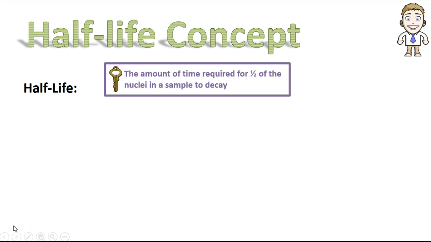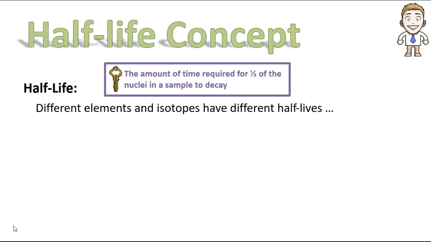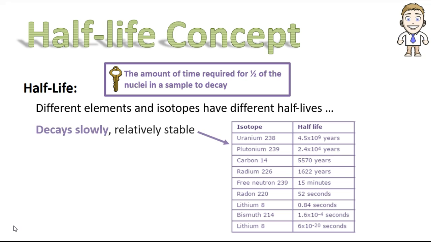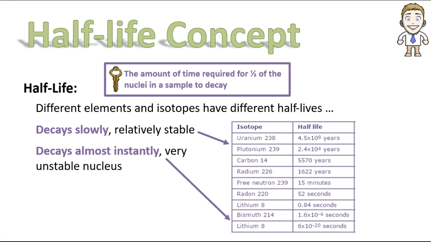Before we wrap up this video completely, it's also really important to know that different elements and isotopes have really different half-lives. Some decay very slowly, so they have really long half-lives, like billions or thousands of years, whereas other atoms decay almost instantly. Lithium-8 is gone in an extremely small fraction of a second, so fast you barely even had time to know it ever existed in the first place.